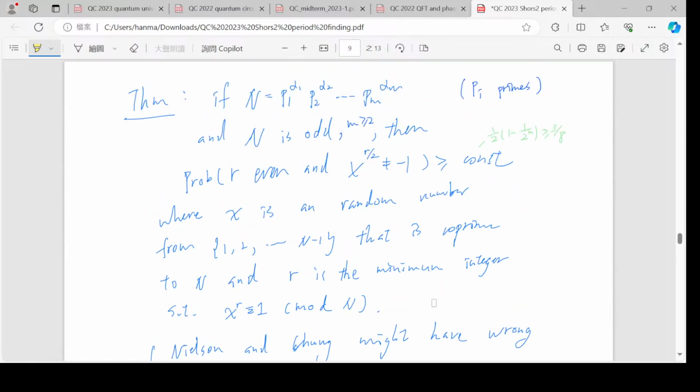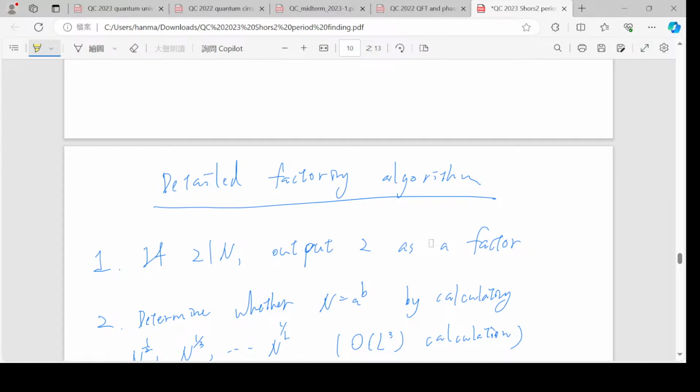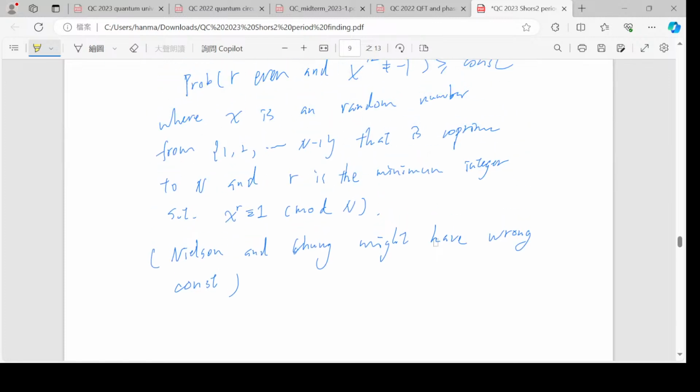And yeah, so that's a sketch of Shor's algorithm. It's not too much different from the detailed algorithm, but we will talk about the detailed factoring algorithm next time. We'll deal with some special cases. Okay, so see you on Tuesday.